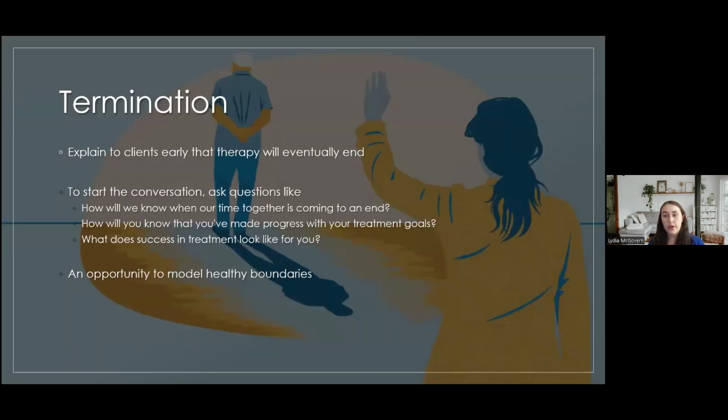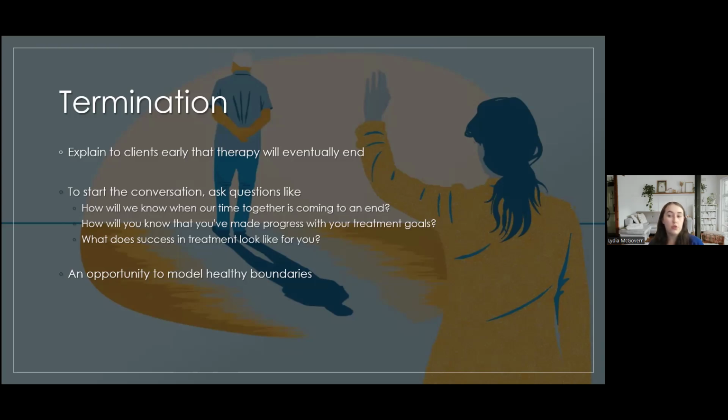So termination, we do have a handout about discharge planning that can be sent out afterwards, but in short, clients should understand early that therapy is going to end at some point. Termination, this conversation should start at the first session. You should explain early that it will eventually terminate.